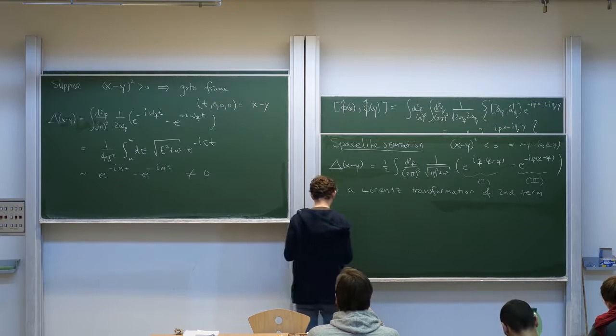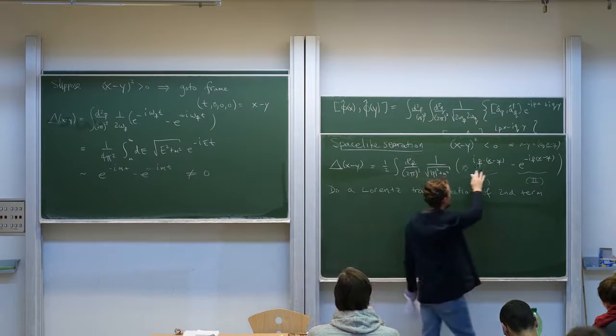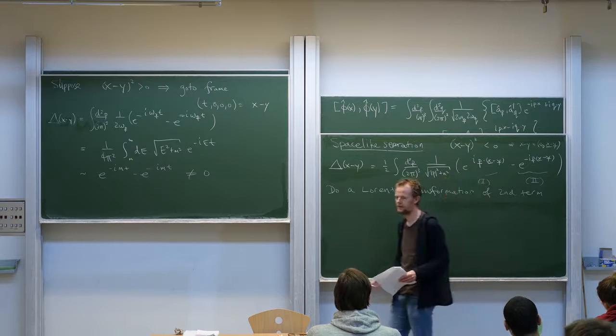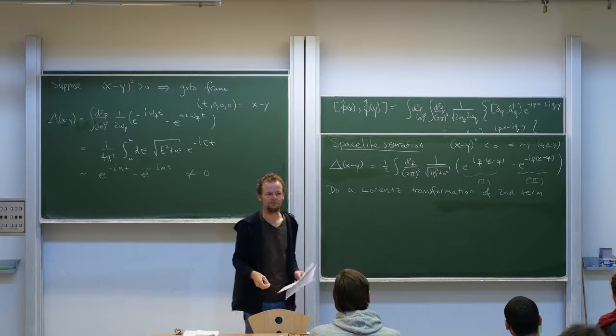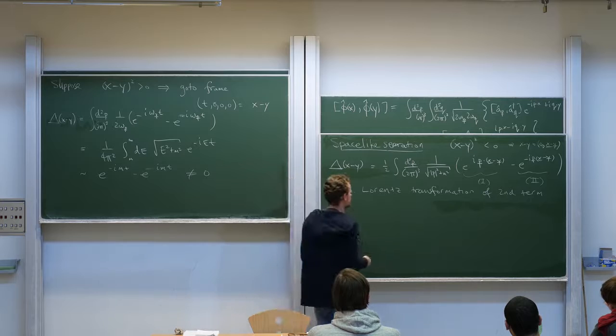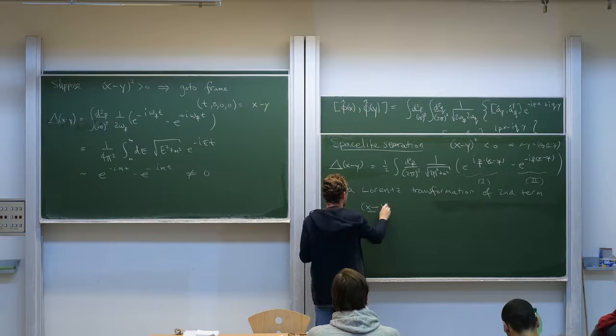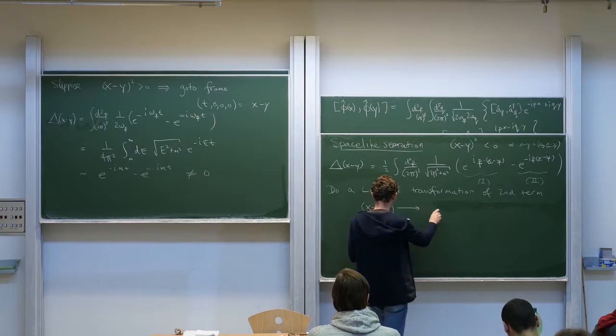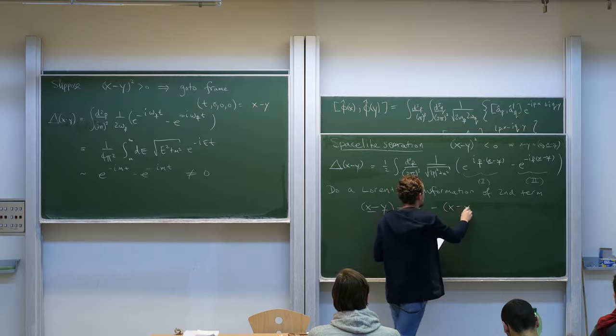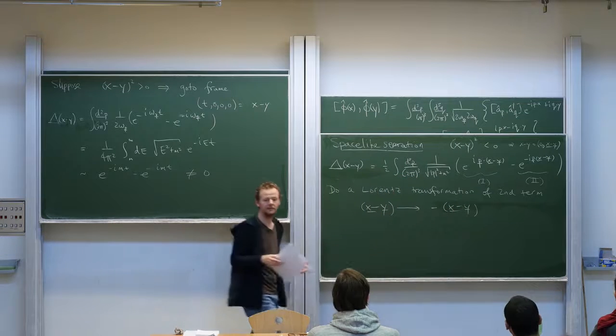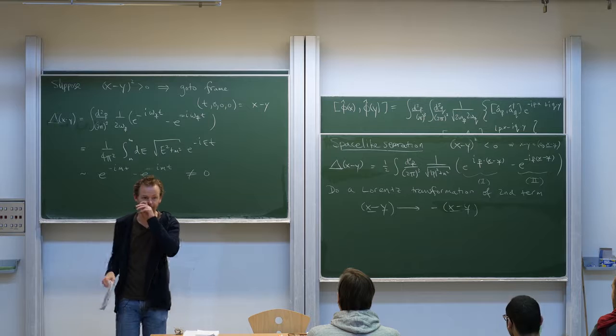Sorry, both terms are Lorentz invariant. Forget what I said about it not being Lorentz invariant. They're not manifestly Lorentz invariant. So we do a Lorentz transformation of the second term, which rotates this vector to its inverse. You can do that when vectors are space-like.